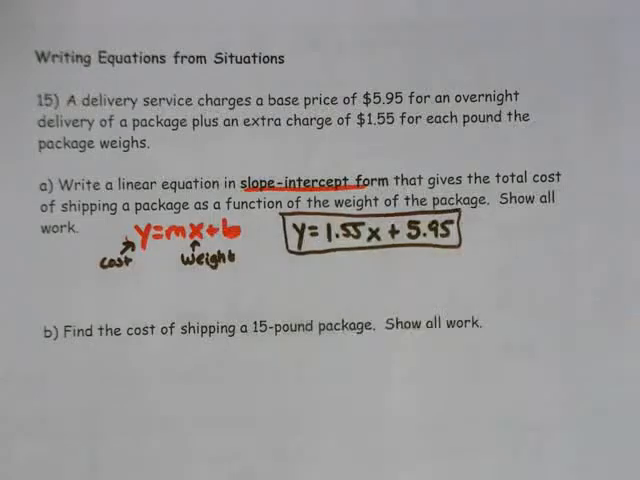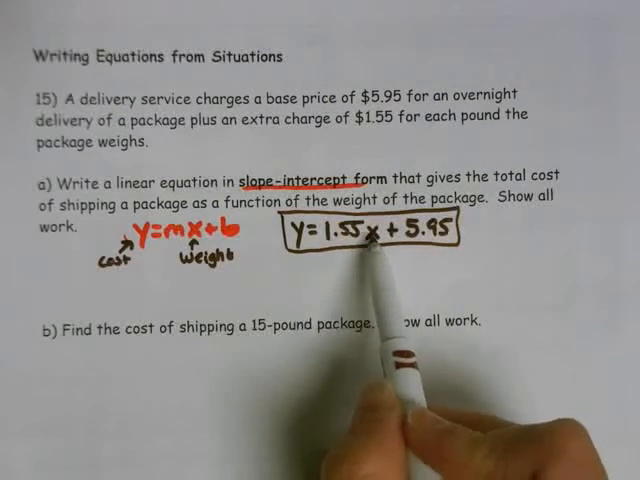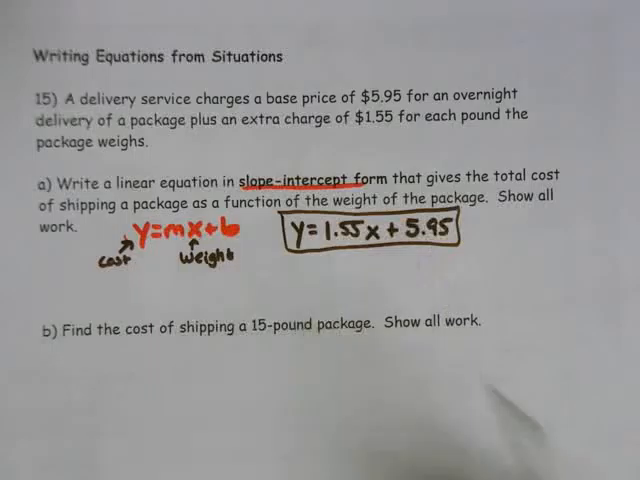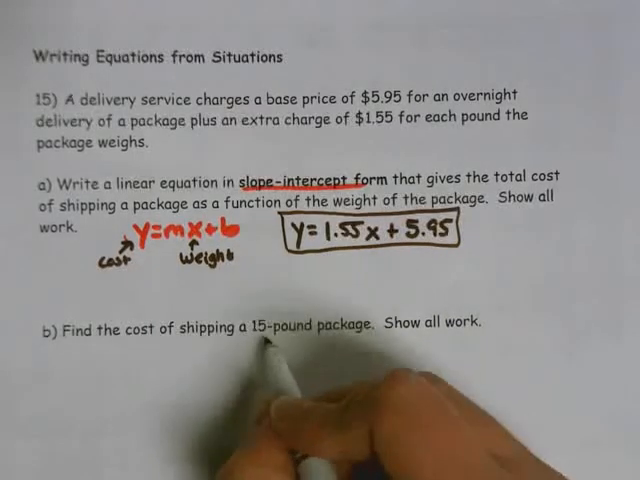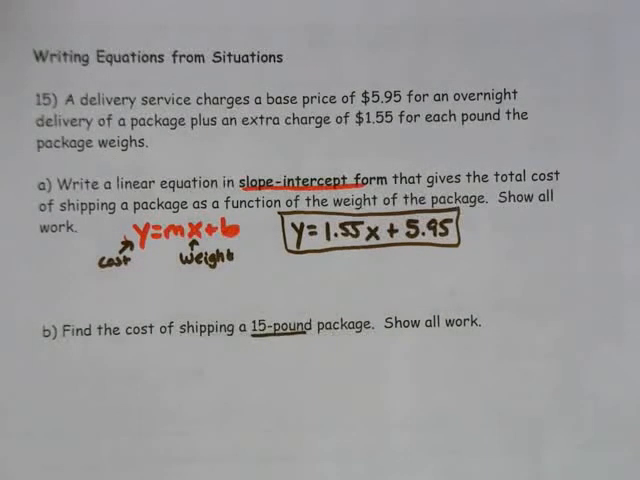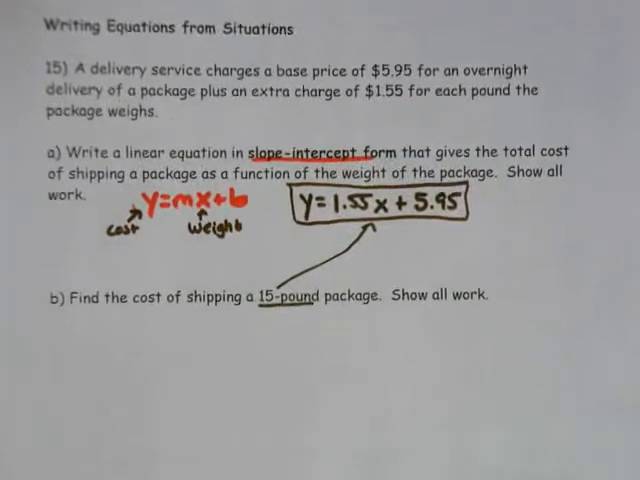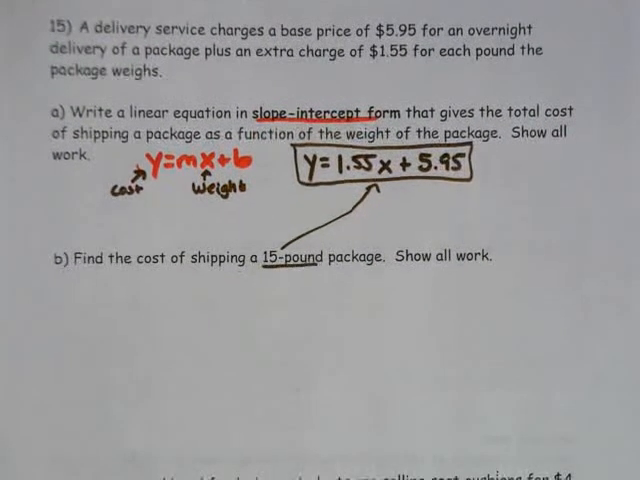And all we have to know is how much it weighs, and we can plug that in, multiply it by 1.55, add $5.95, and it'll give us our cost. So now they're saying if you wanted to ship something that was 15 pounds, plug it in, and solve the equation from there. All right, you can finish that.